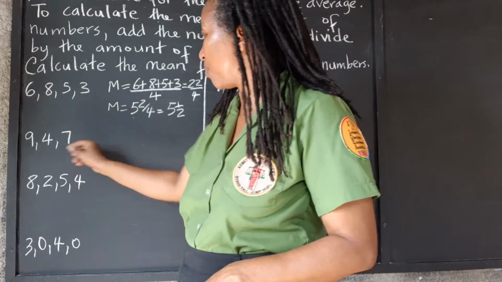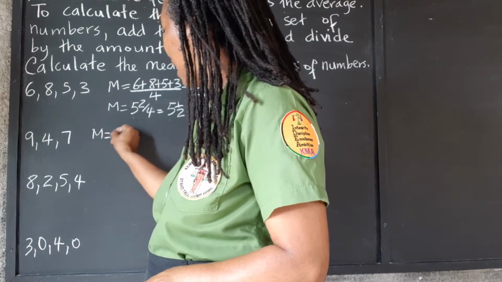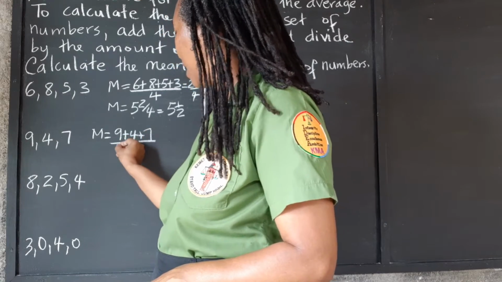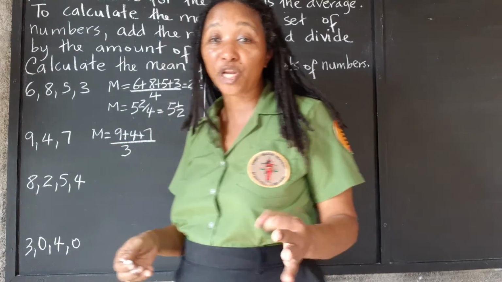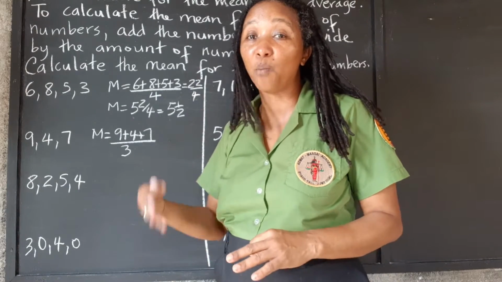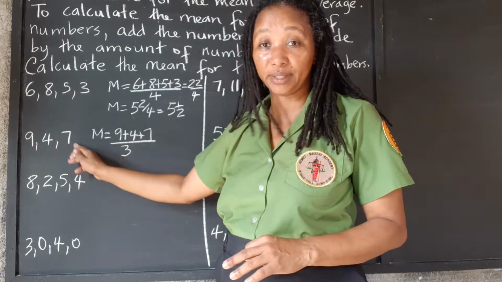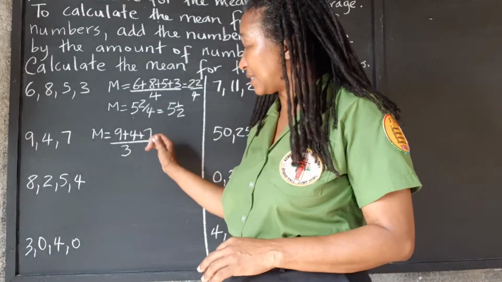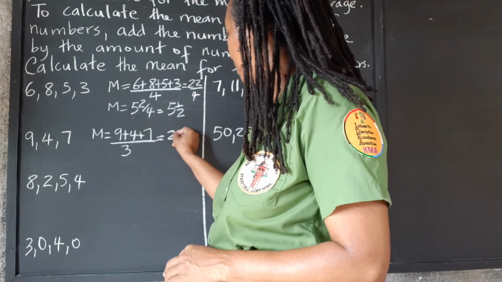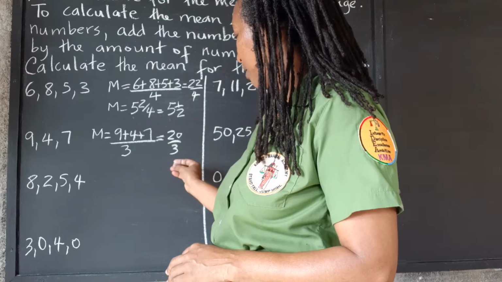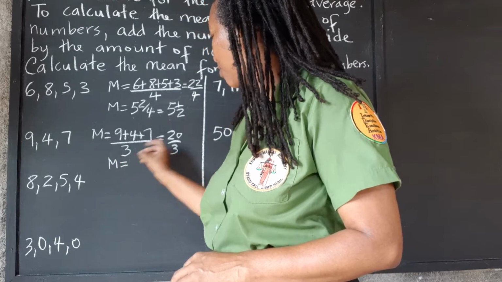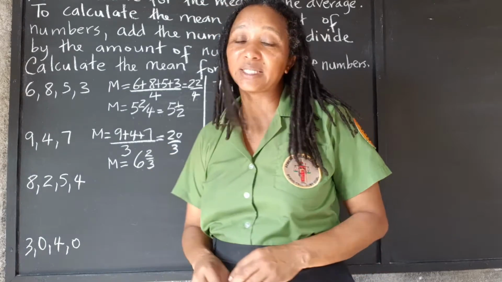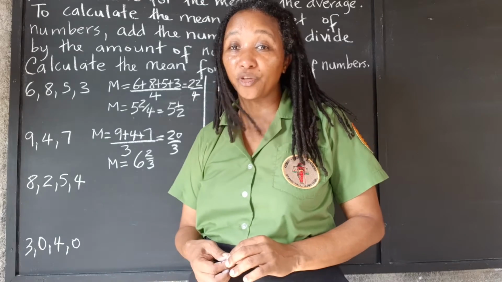Here we have 3 numbers, so we need to find the mean. We're going to add the 3 numbers, 9 plus 4 plus 7, and divide by 3 because it's 3 numbers. Remember, we divide by the amount of numbers. 9 plus 4 is 13, and we add 7 to that, we get 20. 20 divided by 3. 3 goes into 20 6 times, remainder 2 over 3. So the mean is actually 6 and 2/3.